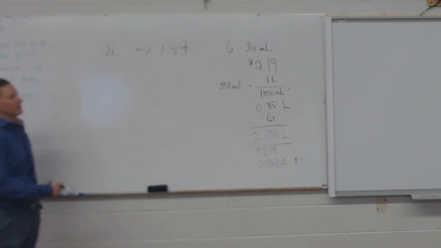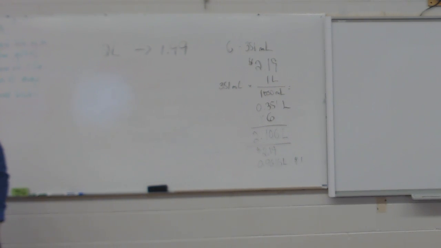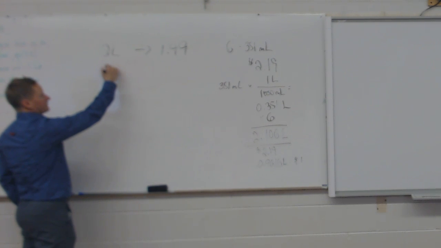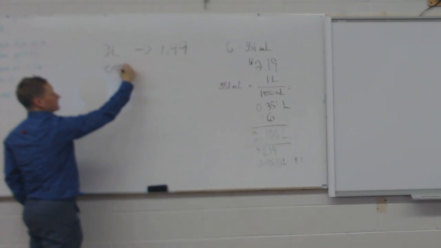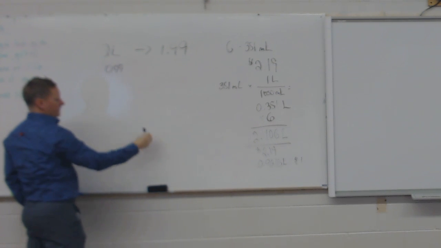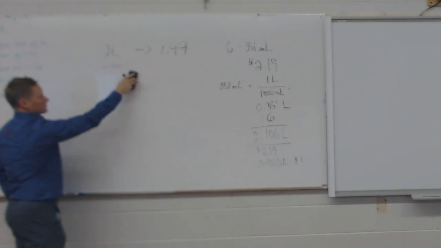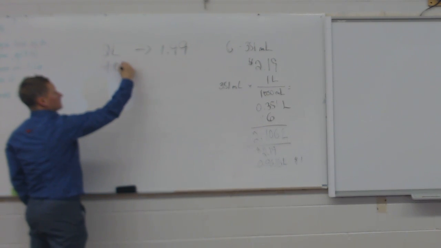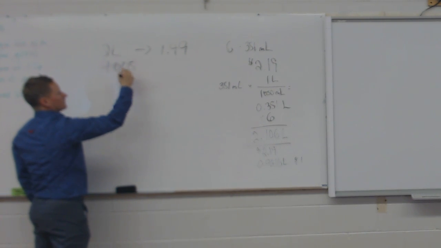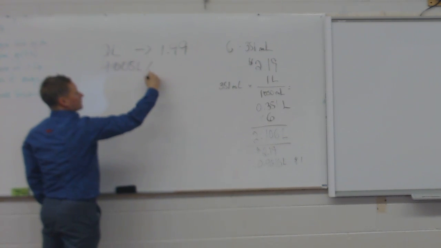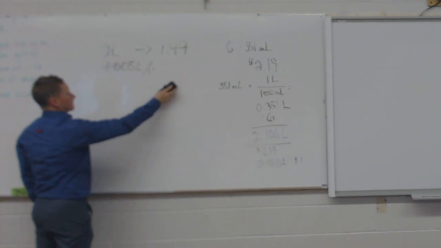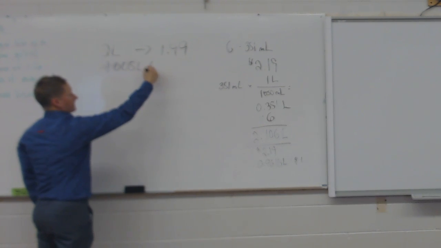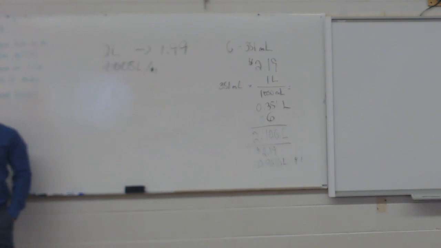So now I did take $1.99, right? And divide it into 2. And what do I get? 0.995. No, we did it backwards. 1.005. Did it backwards, right? 1.005 liters per $1, right?